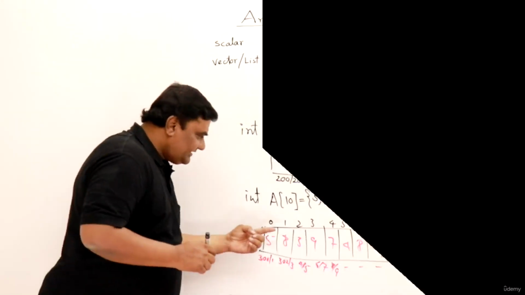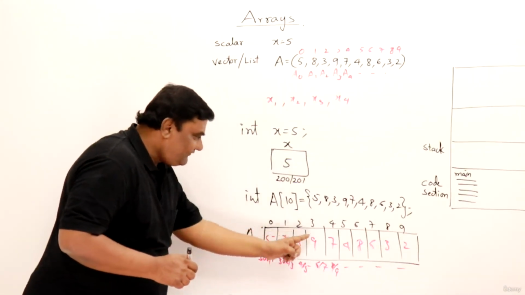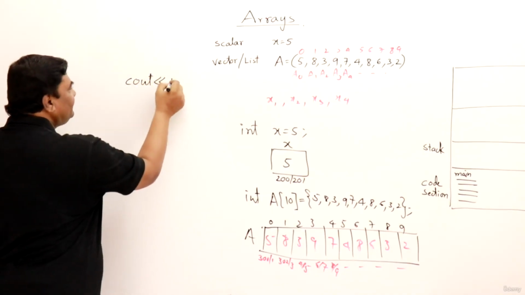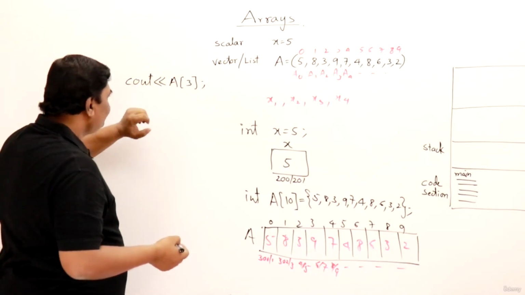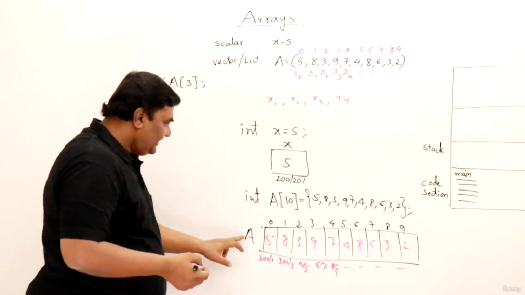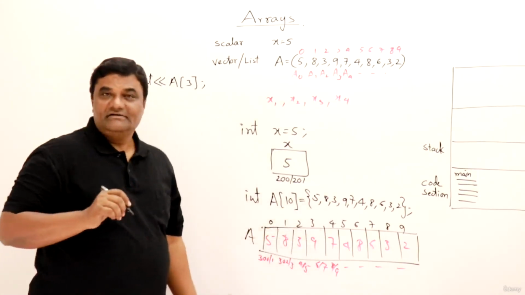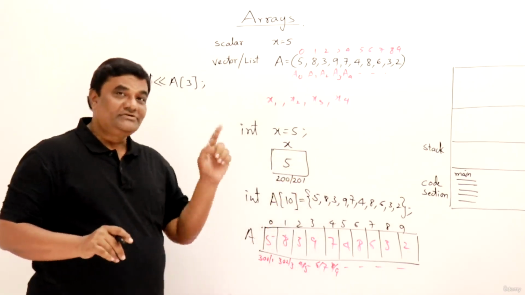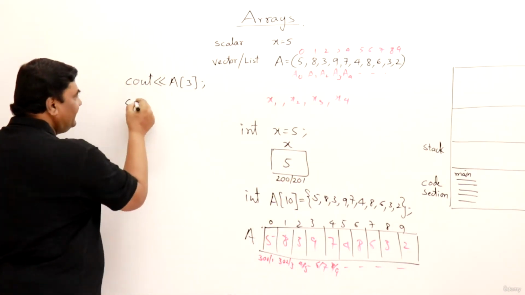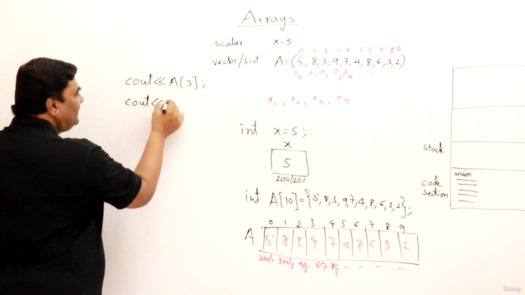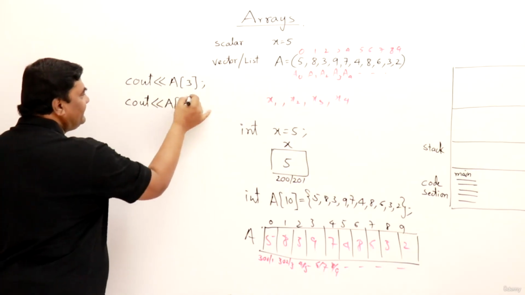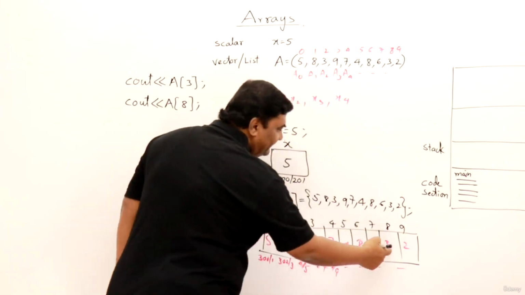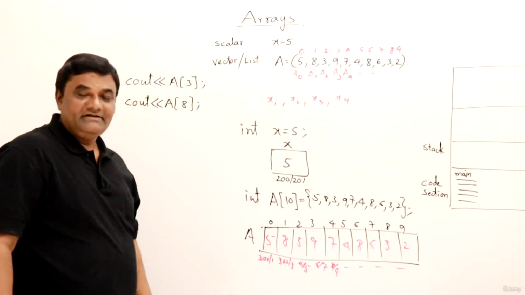See, suppose I want to print this 9. So I have to say cout A of 3. So when I say A of 3, 9 will be printed. Right? So individual all the elements you can print, whichever one you want. You have to use array name and you have to use its index. cout A of 8. Can you tell me which value will be printed? Yes, A of 8 is 3. Value is 3 there. So 3 will be printed.